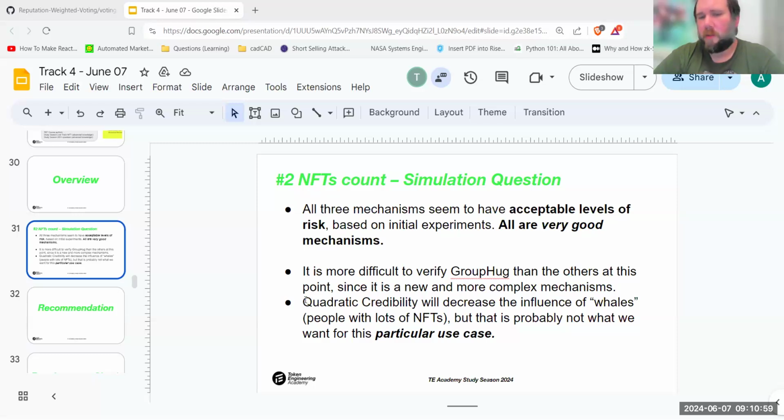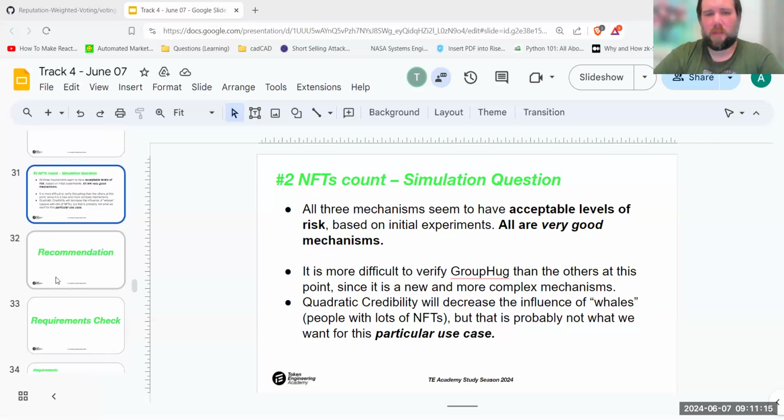Then quadratic credibility is going to, by design, decrease the impact of the people with the most NFTs. And that may not be, and probably isn't, what we want for this particular use case. So if I were making a recommendation to a client, I would say, let's focus based on this concern about risk of attack or risk of failing to meet the most important requirements. I would recommend going with rank and slide, although I think the other two are awesome mechanisms that could be great for other purposes, or after we do some more experimentation with them.